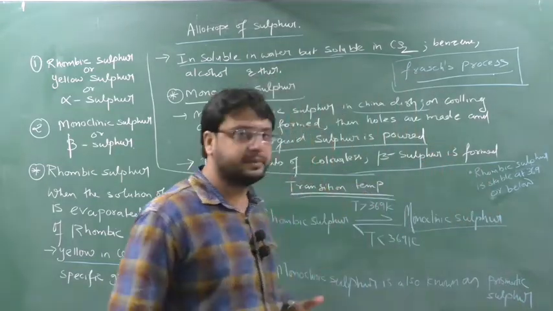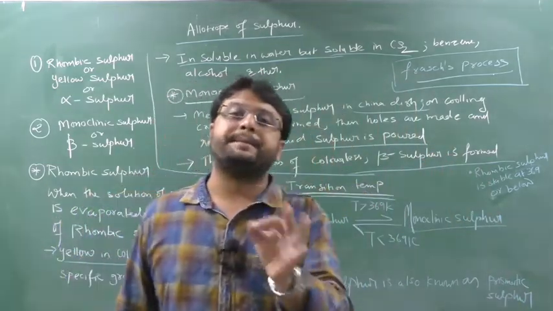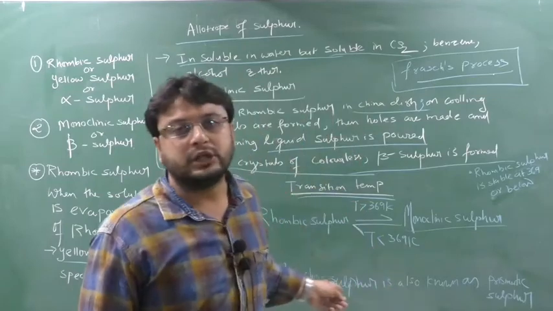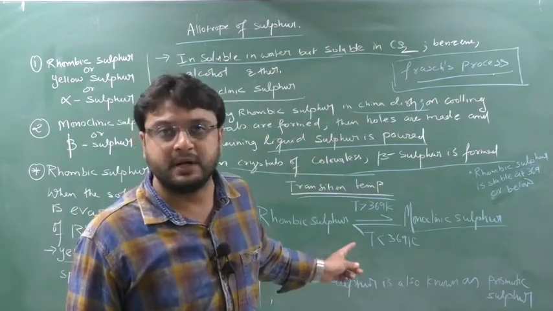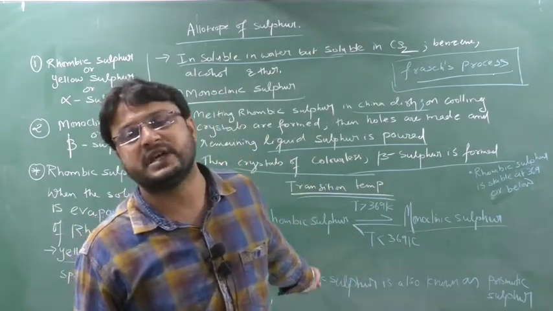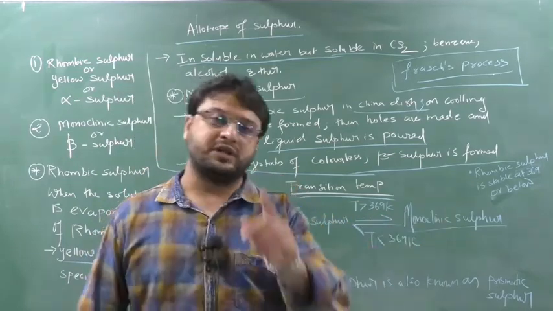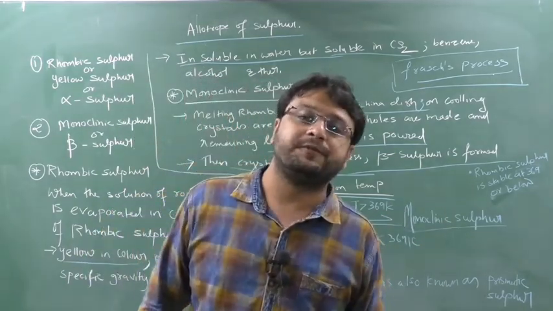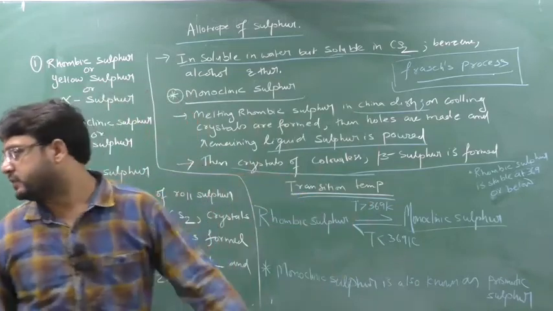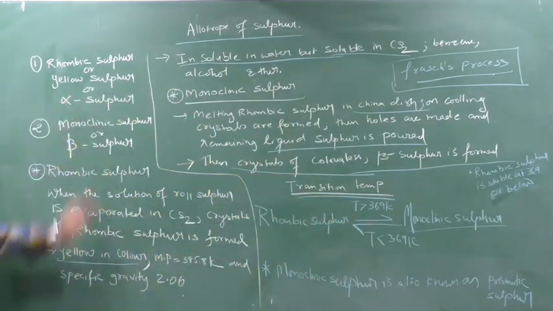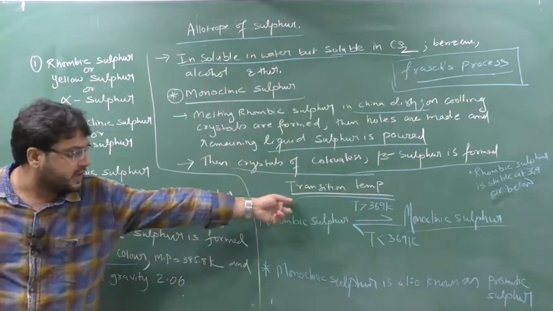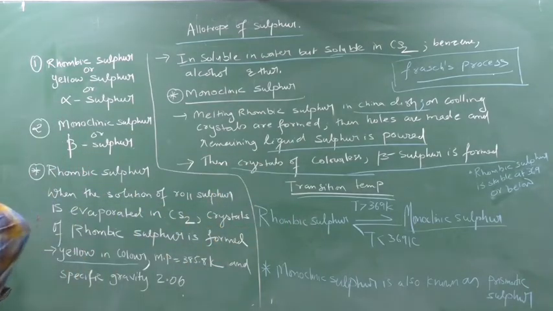So what do you mean by transition temperature? The temperature at which both the allotrope forms of sulfur are stable. That type of temperature we call a transition temperature. And what is the transition temperature for the allotropes of sulfur? 369 Kelvin. So you write down this. You can copy this by taking a screenshot, but you can write down this transition temperature, please.